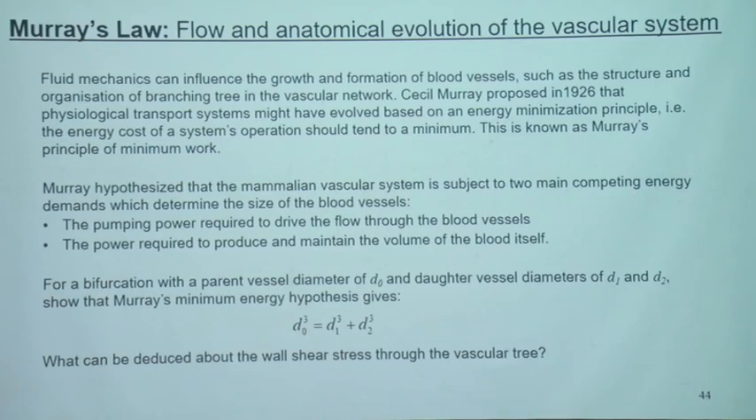Right, so at this point, as we're focusing on blood flow, I wanted to take you through Murray's law. Some of you probably know that already. Murray's law describes the flow and anatomical evolution of the vascular system and makes use of flow mechanics, some of the basic equations that we learned at the very start.